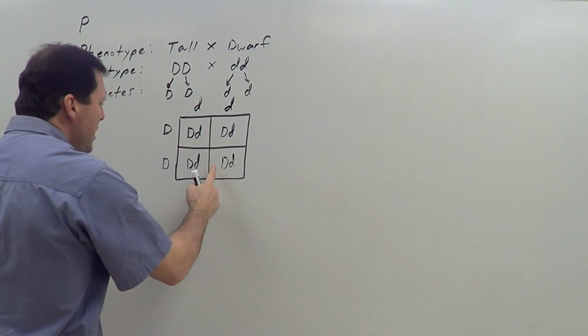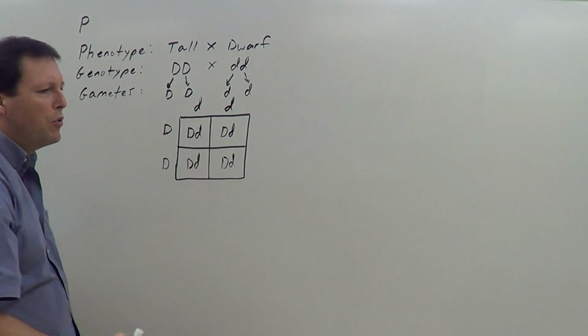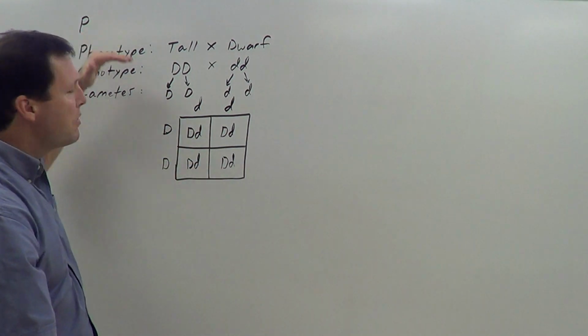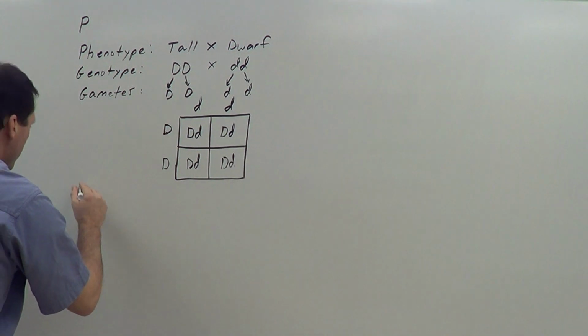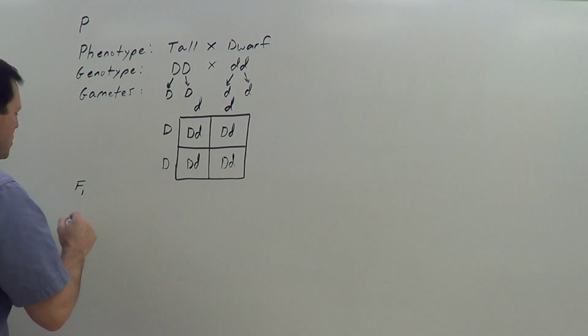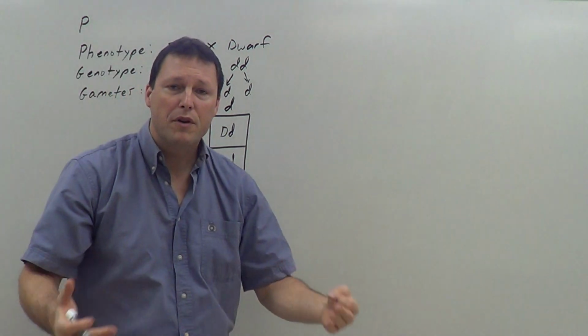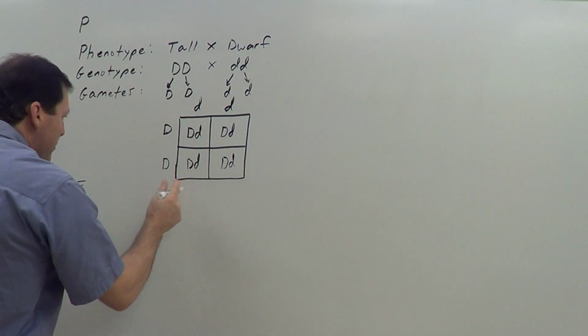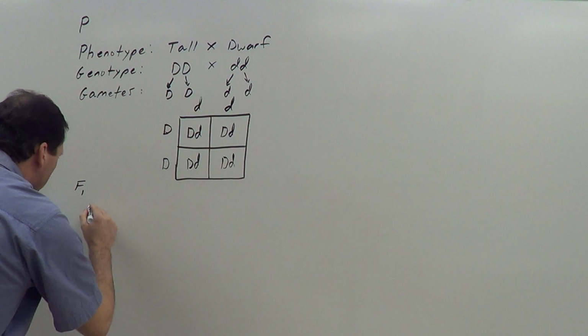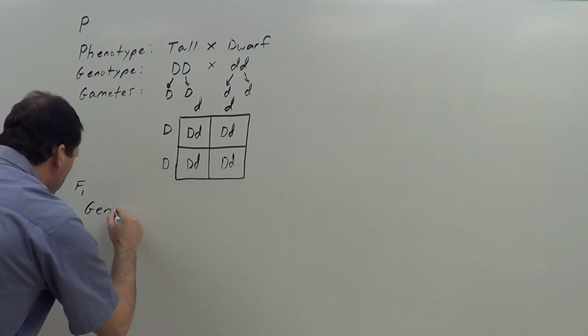So these genotypes represent the offspring of the parents. So I'm going to refer to them as the F1 generation. The first filial, meaning the first generation, the kids of the parents. And these are genotypes, so I'm going to write genotype here.